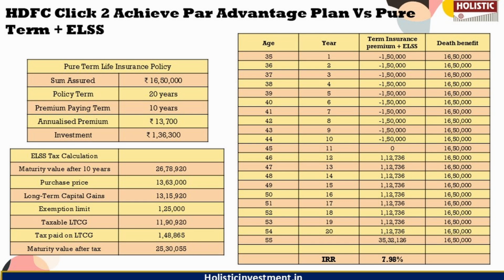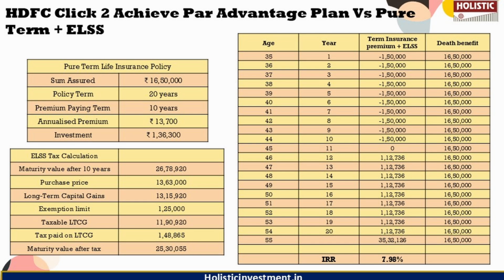For the first 10 years, the investment is directed into an ELSS fund to accumulate wealth. The pre-tax corpus grows to 26.78 lakhs, and after capital gains tax, the post-tax maturity value stands at 25.30 lakhs. You can take a look at the ELSS tax calculation presented on the screen, and the accumulated 25.3 lakh corpus is then reinvested at a 7% return, generating an annual withdrawal of 1.12 lakhs for the next 10 years, matching the survival benefits of the HDFC policy.